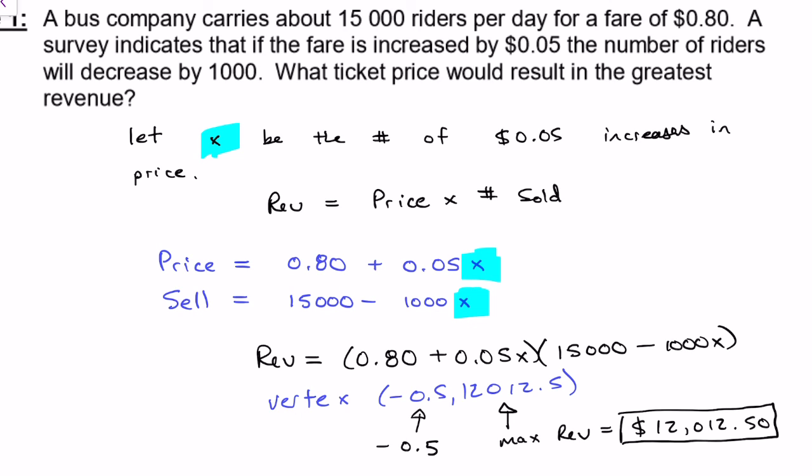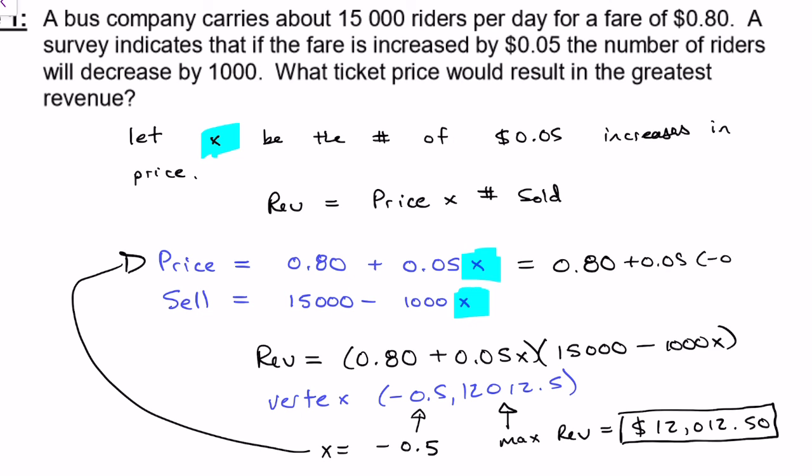So the question though was asking for the price. So we need to substitute this in here, and I would sell a ticket then for 0.80 plus 0.05 times negative 0.5, which is 77.5 cents. So basically 78 cents would be our ticket price.